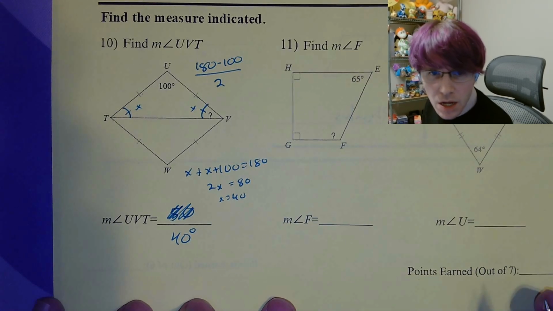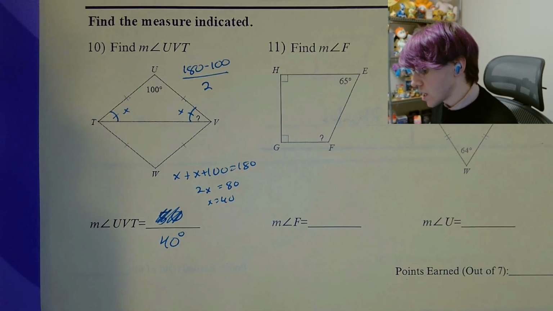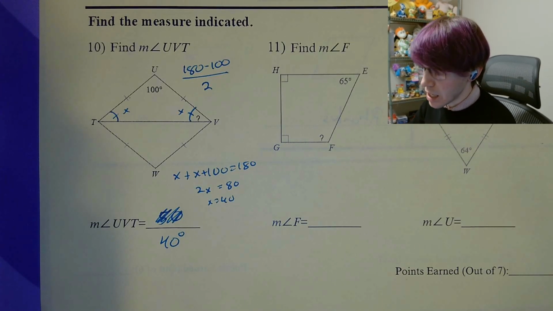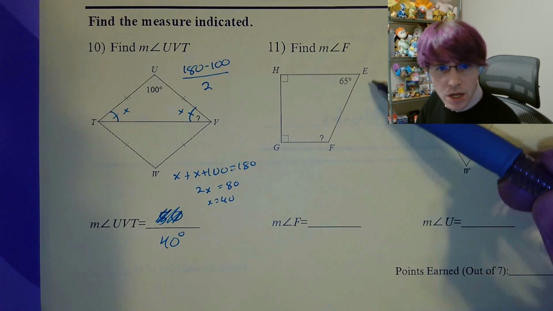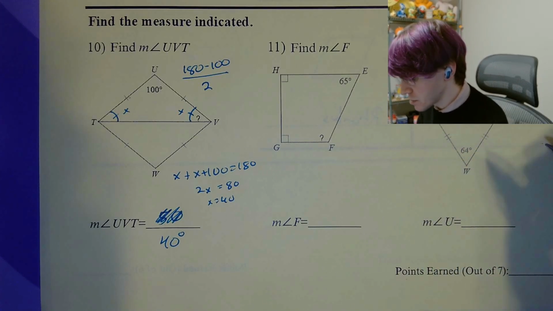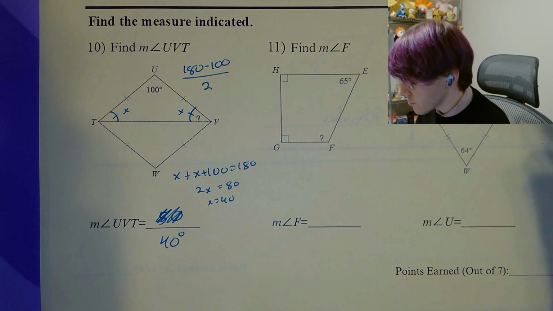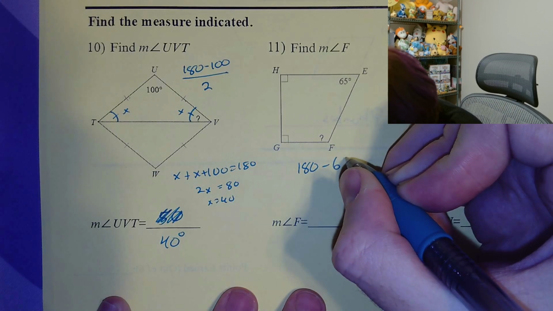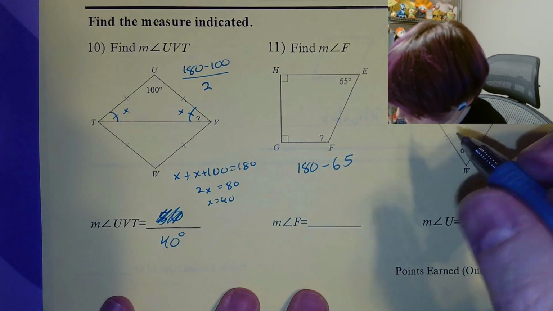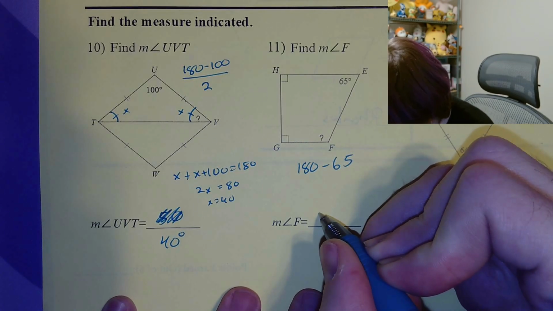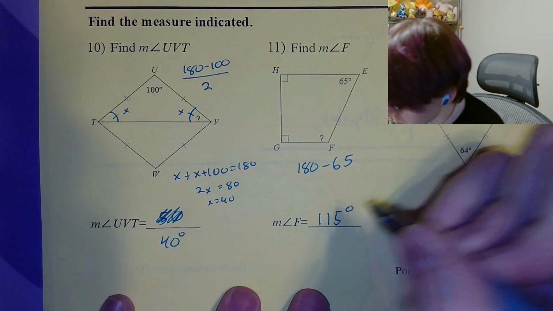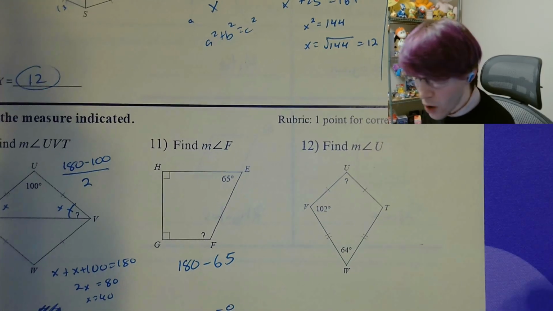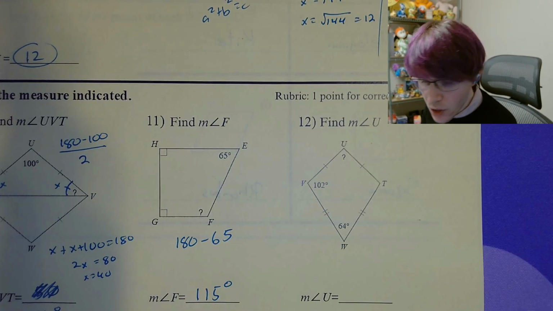On number 11, you could do it a couple different ways. You could say, hey, all four of those add up to 360. You could remember in a trapezoid that the two angles next door to each other are going to add up to 180 as long as they're on different parallel lines. I think that's going to be the easiest way to do this one. 180 minus 65, that's going to be a total of 115 degrees. Nice. All right. And question number 12, you're told to find the measure of angle U in a kite.